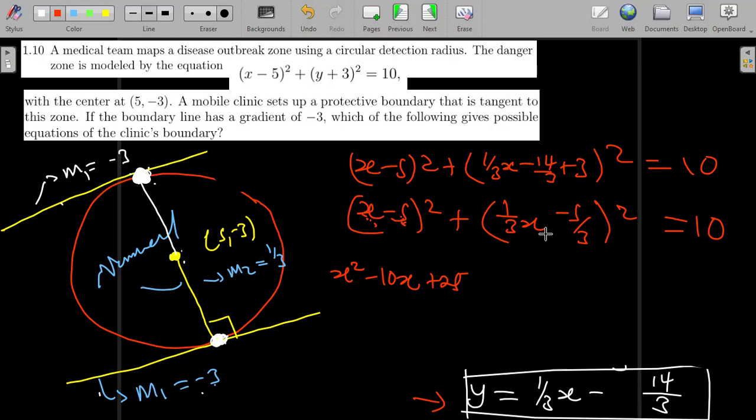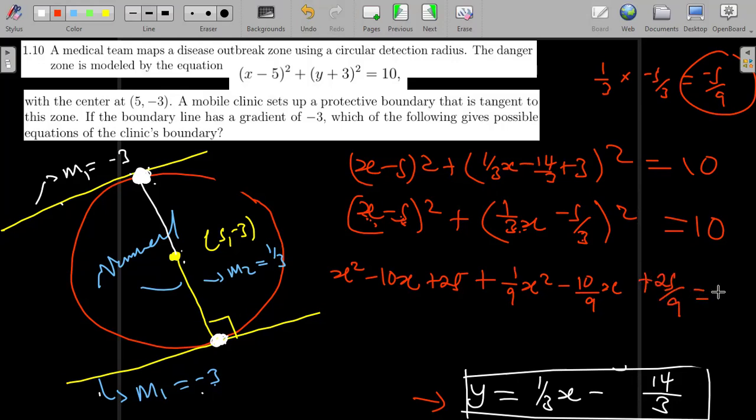From there, I'm going to say plus this multiplied by itself, I get 1 over 9x squared. And then this multiplied by this: 1 over 3 multiplied by minus 5 over 3, I'm going to get minus 5 over 9. Then this multiplied by this, I still get this. So when I have 2 of these, 2 multiplied by this will be minus 10 over 9x. And then this multiplied by itself, I'm going to get 25 over 9 is equal to 10.